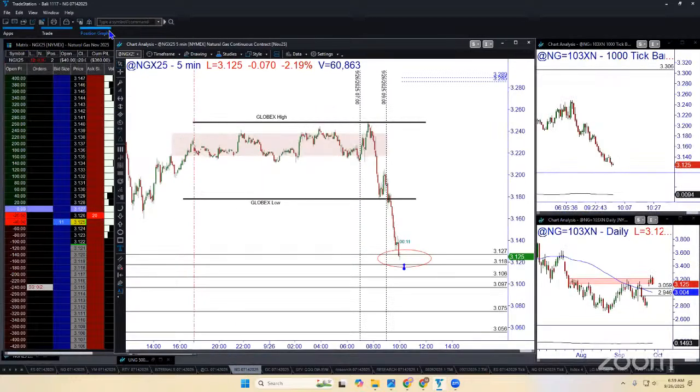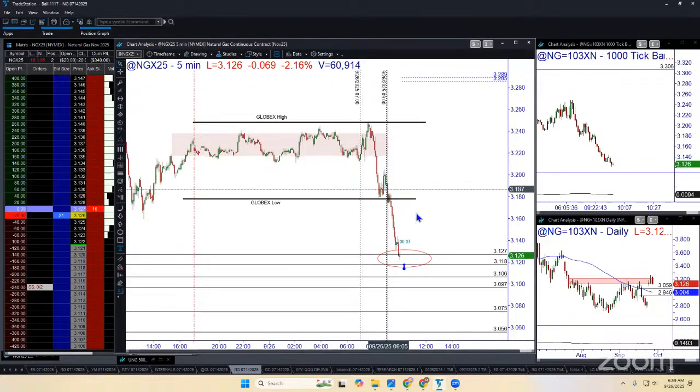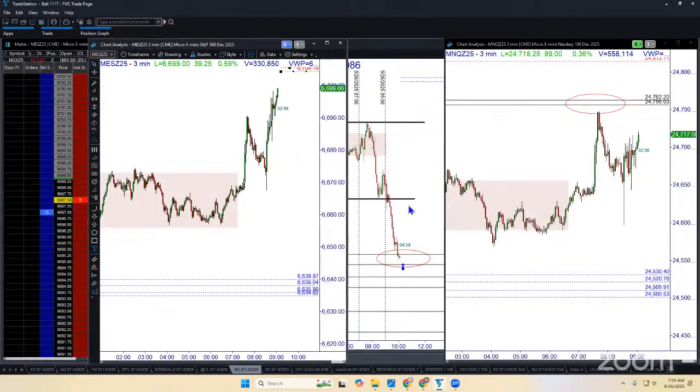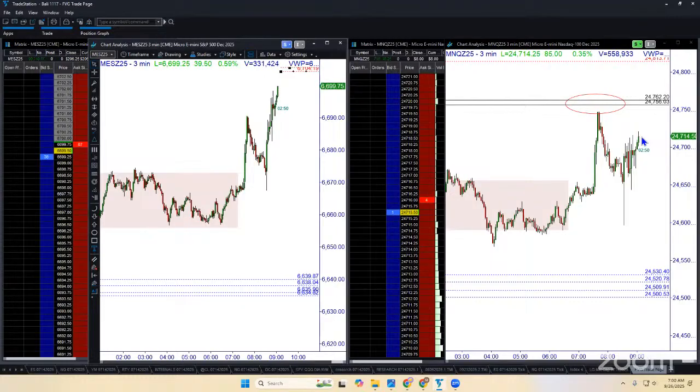Is that all we have? It's just nat gas and taking some heat on the Dow. Order filled. Not anymore. All right, let's drop down and see what we got going over here. Well, something's about to happen. Look at that volatility.